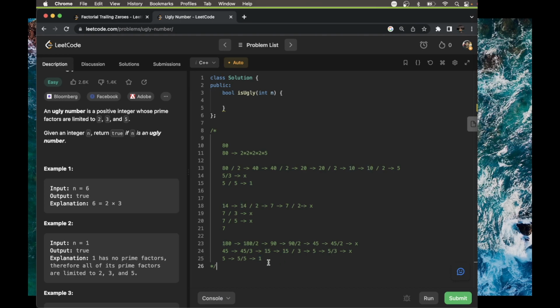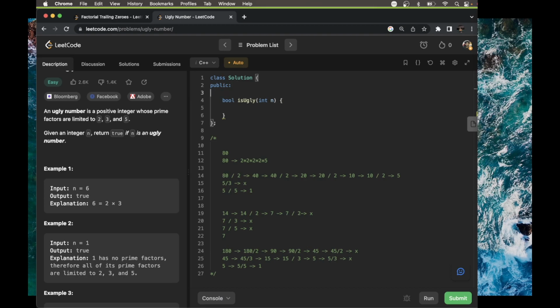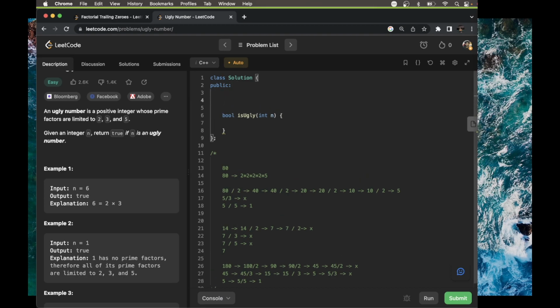And if by keep on dividing with these numbers, if you are able to reduce yourself to 1, you get the correct answer, right? If by keep on dividing the number you are not able to get to 1, that means that's not the correct answer, right? So that's what we can do. So what we can do is, we can write a function.